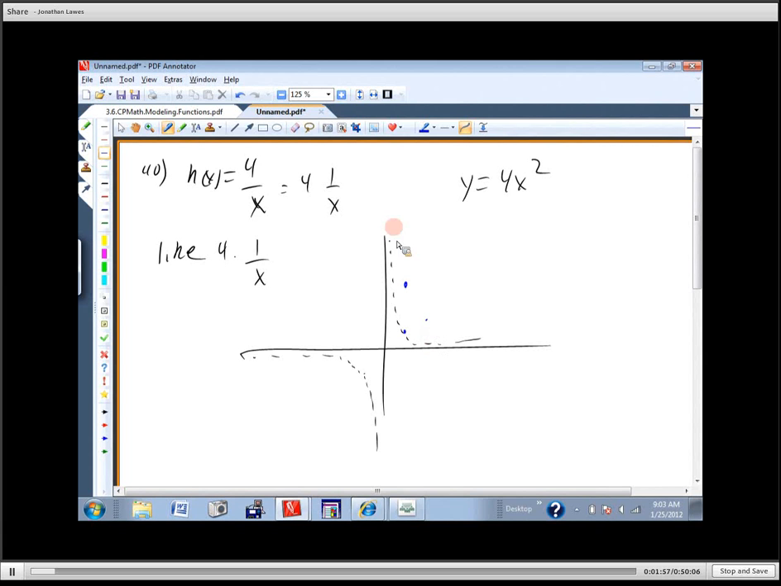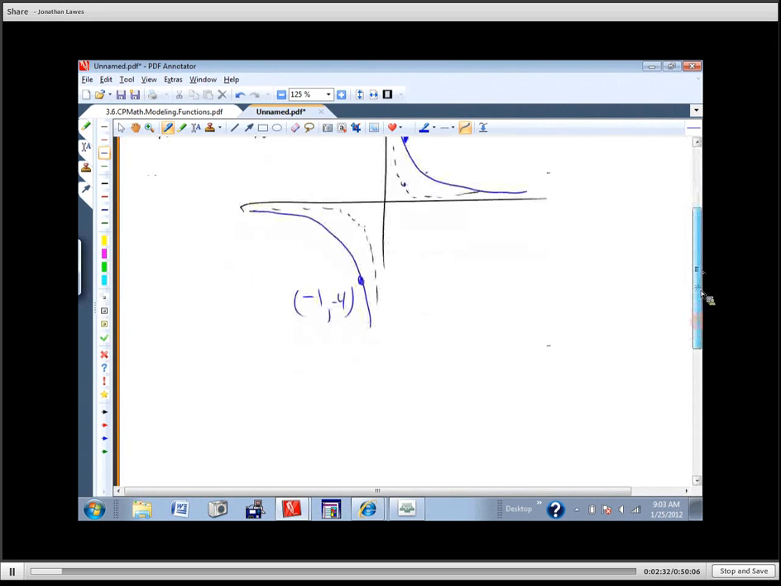So what it does is, it vertically stretches this. It makes it taller than it used to be. Doesn't change the shape that much. Okay, I mean, it still looks basically the same. It's going to look something like that. I would label at least 2 points on that. If this one is 1, 4, what's this one right here? -1, -4, because this is still, what type of function is symmetric with the origin? An odd function is symmetric with the origin. Okay? All right, any questions there?